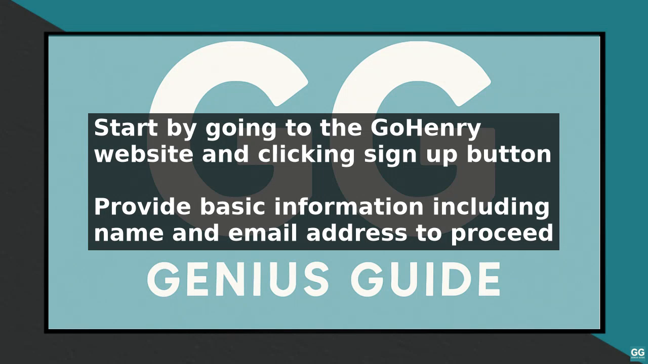To set up a GoHenry parent account, start by going to the GoHenry website and clicking on the Sign Up button. You will be asked to provide some basic information, including your name and email address. Once you have entered this information, click on the Next button to proceed.